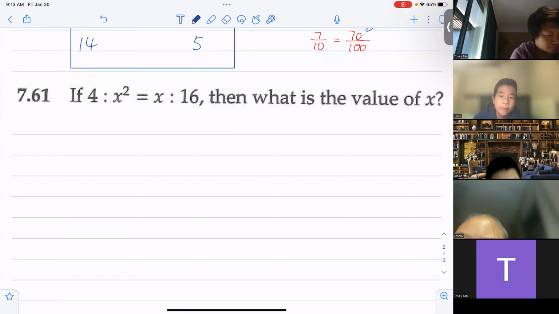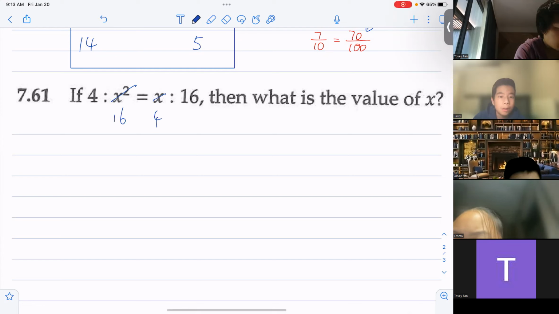We need to think, what squared equals 16? What squared equals 16? This is 4, so x equals 4. So if x is 4, this is 16, and this is 4, and that's it, right?